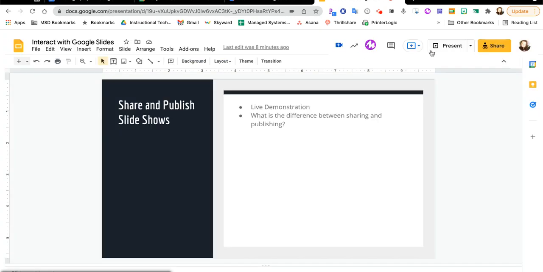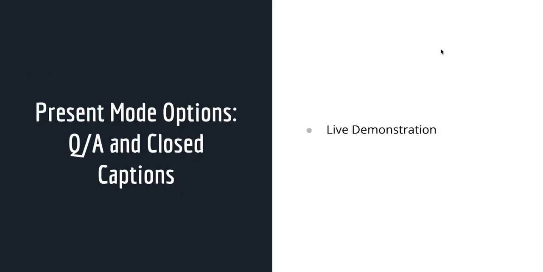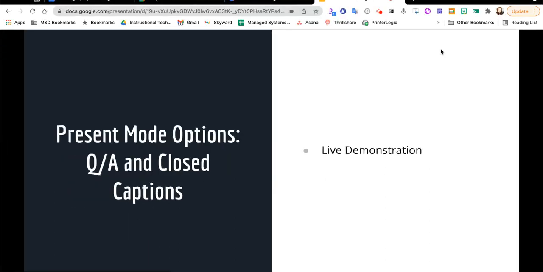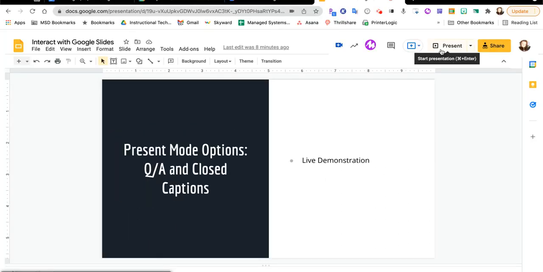All right, so I think that just about wraps up my Google Slides presentation. Oh, sorry. Just kidding. Present mode, options, Q&A, and closed captions. I think maybe I went kind of out of order of my table of contents. I'm not sure. But up here we have present mode.